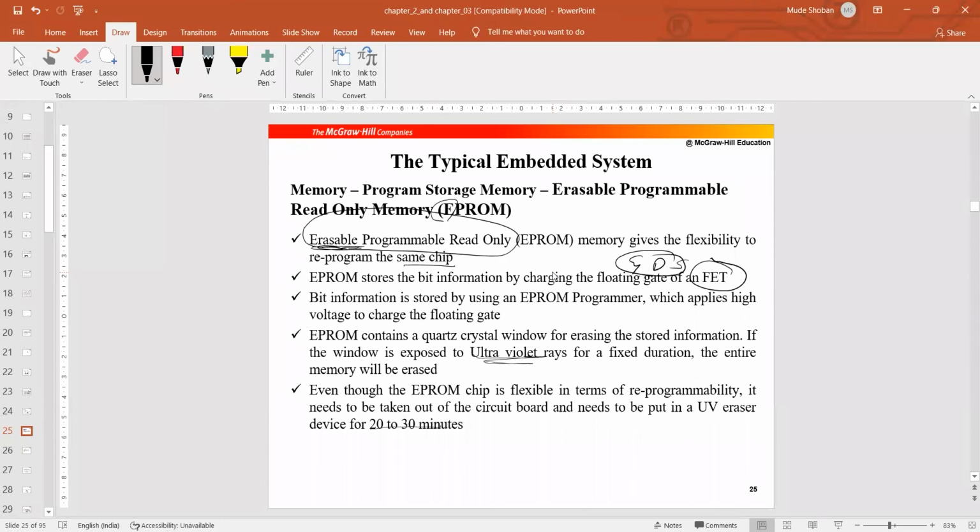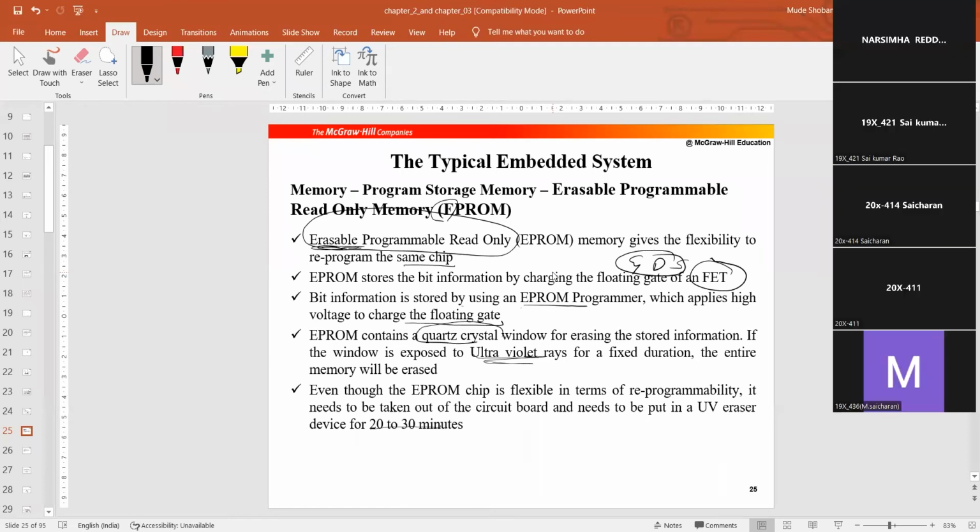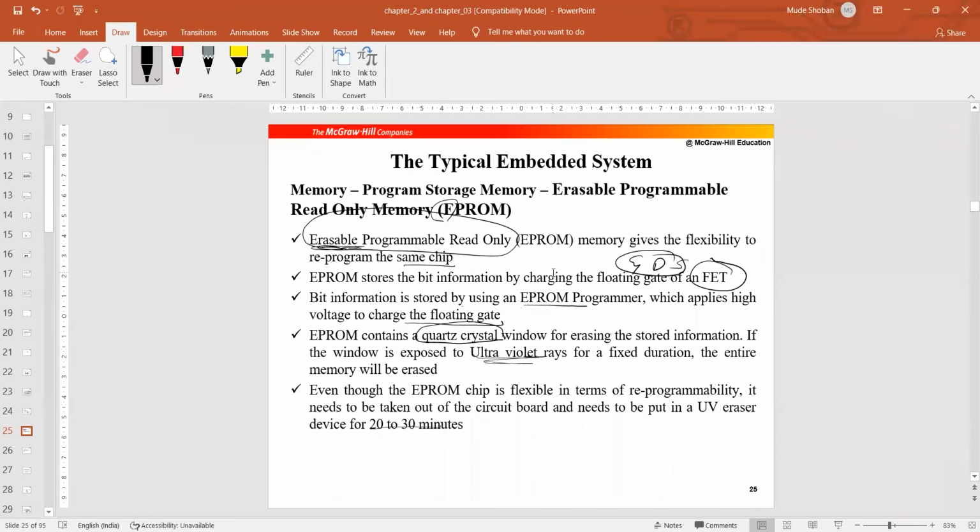And the bit information is stored by using an EPROM programmer, which applies high voltage to charge the floating gate. So anyway, this passes more voltage through it. So EPROM contains a quartz crystal window. The reason the quartz material is used is that quartz can provide a stable voltage, a stable frequency, right? A stable frequency it can provide.